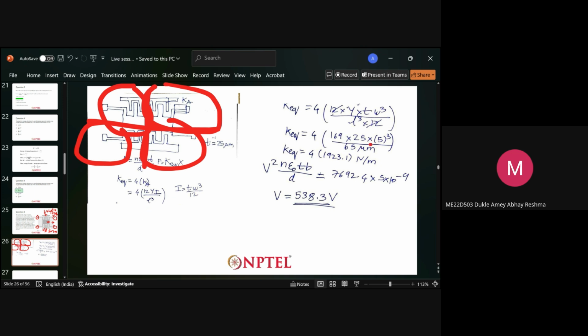So we get the equivalent spring constant of the entire system. Once we get the equivalent spring constant, we correlate it with the voltage. Here b is the 5 nanometer basically, d is the distance between the two plates, and t is the thickness. This value is called t. T is basically the exposure between the two plates, and based on that, we get the value of the voltage that has to be applied. So the voltage is 538 volts.